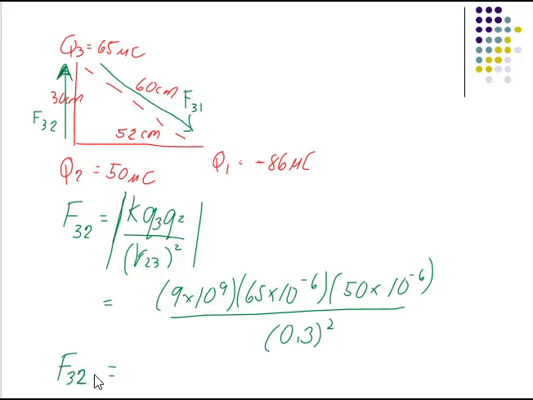This is the force exerted on 3 by charge 2, and that is equivalent to, okay, let's try, 9 times 10 to the 9 times 65 times 10 to negative 6 times 50 times 10 to negative 6 divided by 0.3 squared. That will give us 325 newtons. Okay, that is only exerted on 3 by 2. Now let's analyze the force exerted by 1 on Q3. Now we have here the illustration.